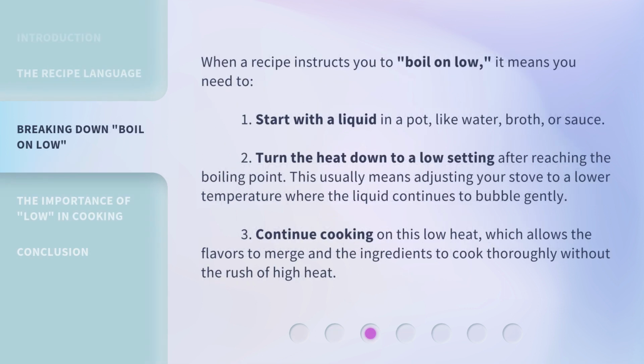When a recipe instructs you to boil on low, it means you need to: 1. Start with a liquid in a pot, like water, broth, or sauce. 2. Turn the heat down to a low setting after reaching the boiling point. This usually means adjusting your stove to a lower temperature where the liquid continues to bubble gently. 3. Continue cooking on this low heat, which allows the flavors to merge and the ingredients to cook thoroughly without the rush of high heat.